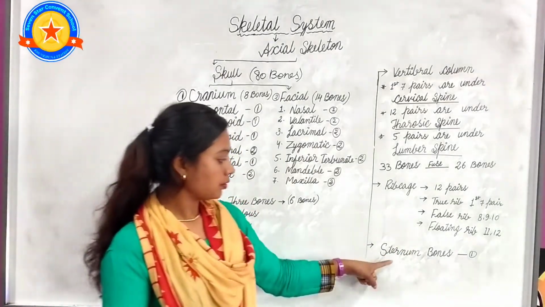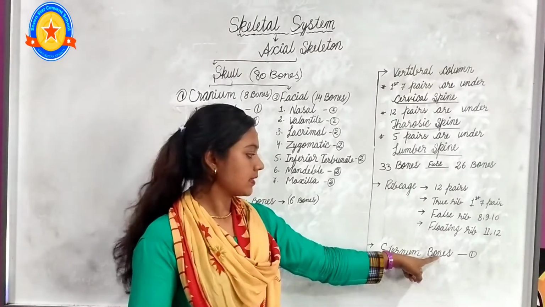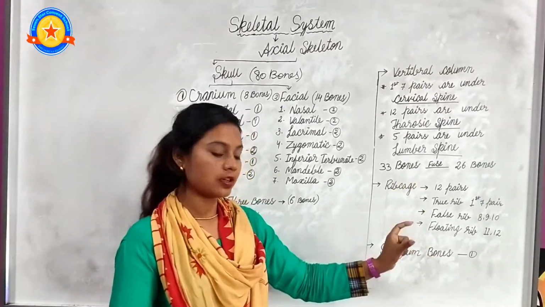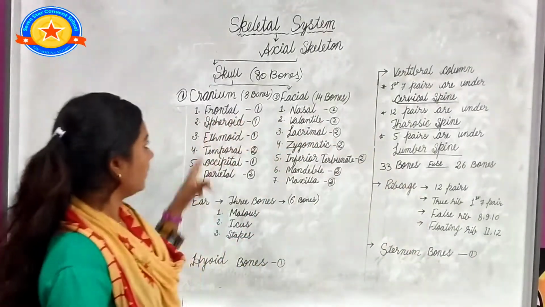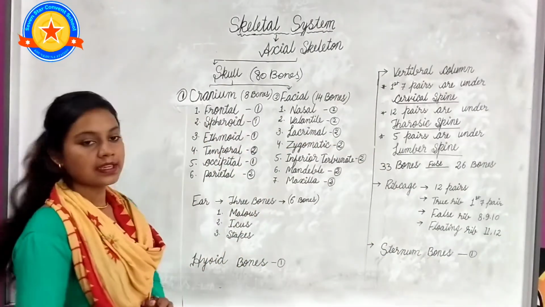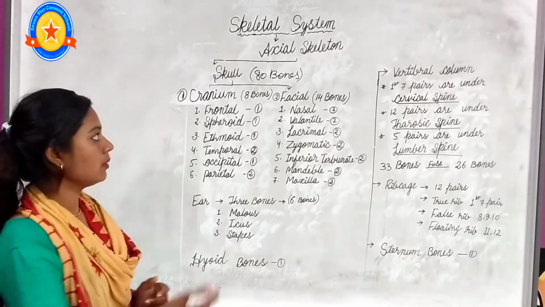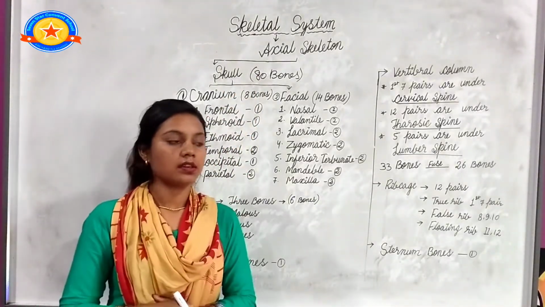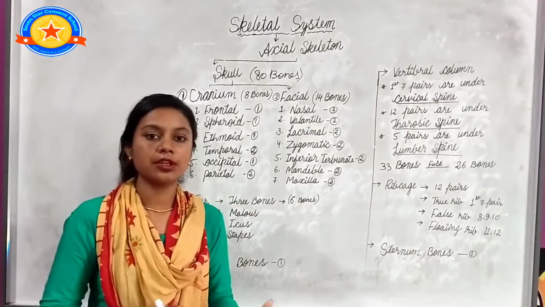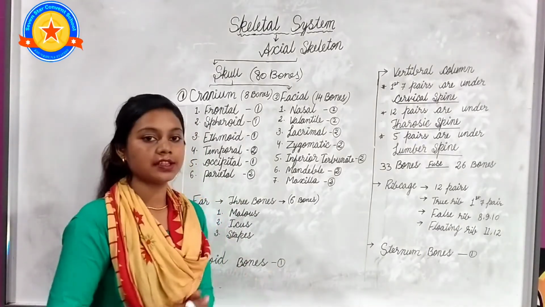Next, we will go to the sternum. This sternum bone, which is in the middle part of the rib cage, is only 1. So in this axial skeleton, we have a total of 80 bones. The appendicular skeleton we will discuss in the next session.